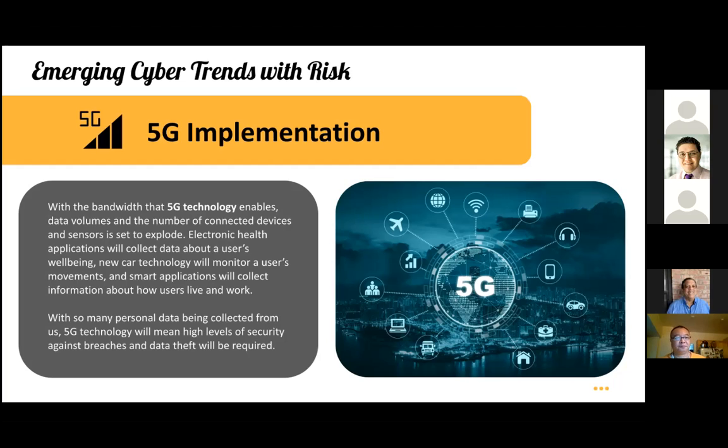This means that when your device is connected, it reveals device info that can be used for device-specific targeting. This information helps hackers know exactly what devices are connected to the network, such as your home cable system, and that app that we talked about in series 1, where you can see what devices are connected, their IP address, their device and serial number. This is that specific data that 5G is going to put at risk. And with so much personal data being collected from 5G, 5G technology will mean high levels of security against breaches and data theft will be required.